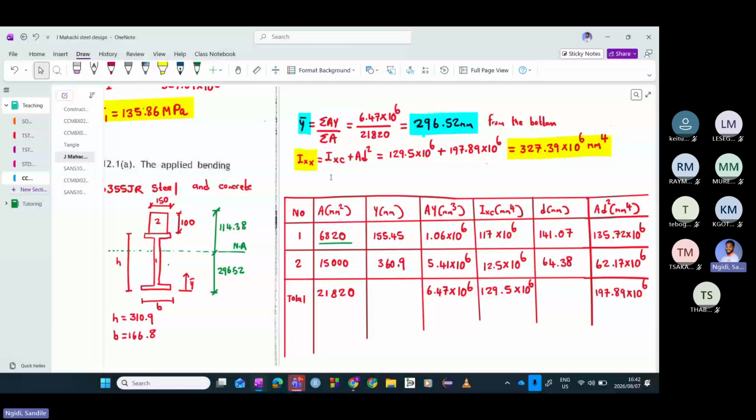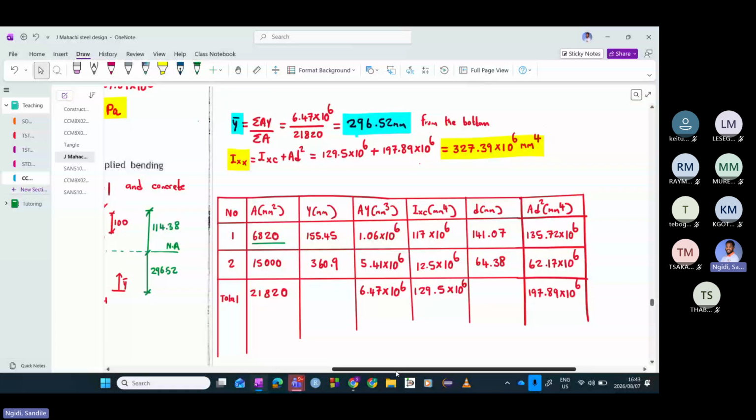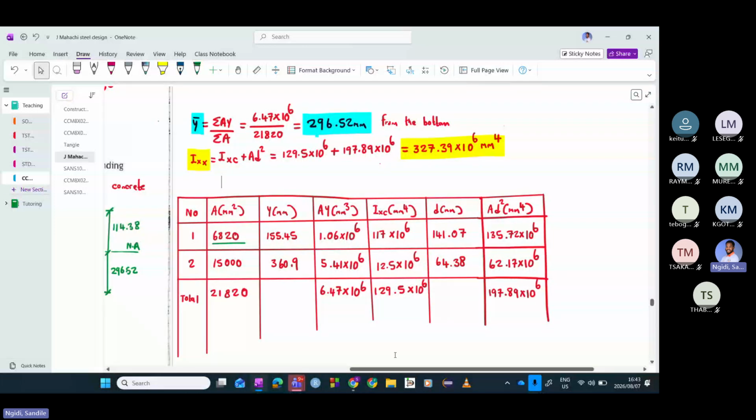From there, after finding those values, we continued to find Ixc, and we found the value of d, and then we found the value of Ad squared. The reason for that is that we wanted to use the parallel axis theorem, where we can calculate Ixx to be equal to Ixc plus Ad squared. The total of Ixc was 129.5 times 10 to the power of 6, and Ad squared is 197.89 times 10 to the power of 6. So this is what we did.